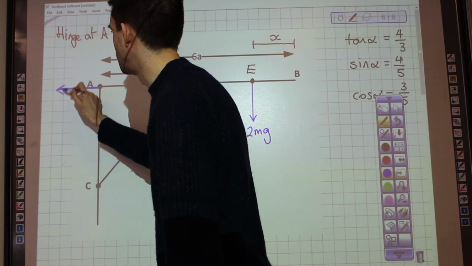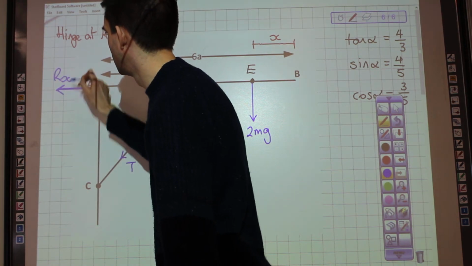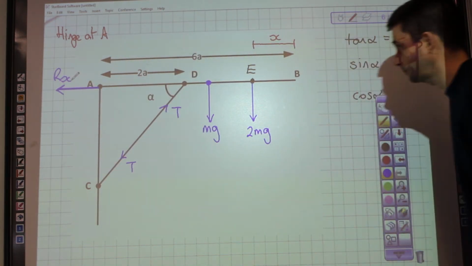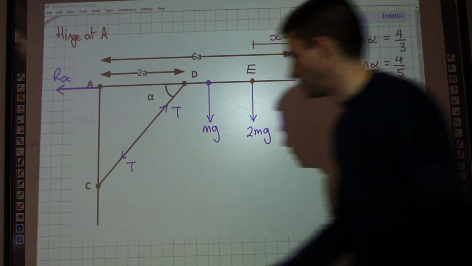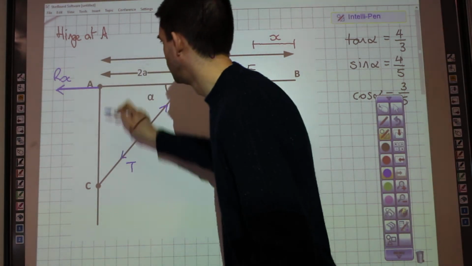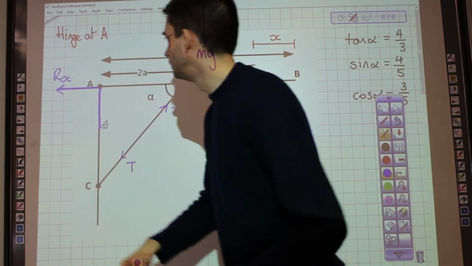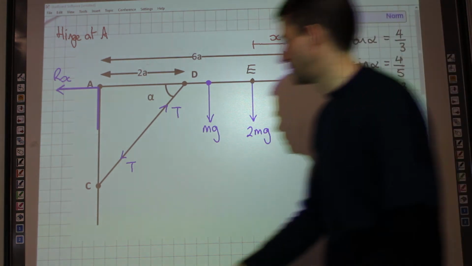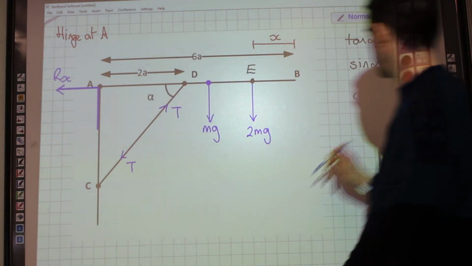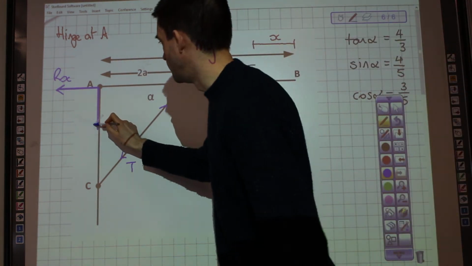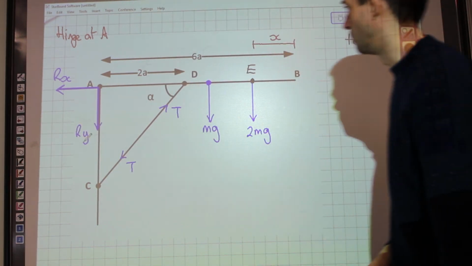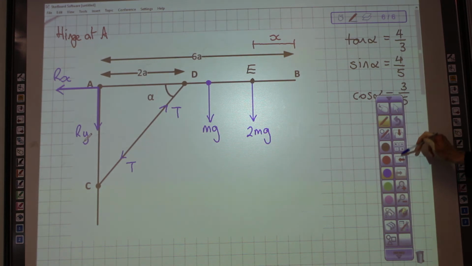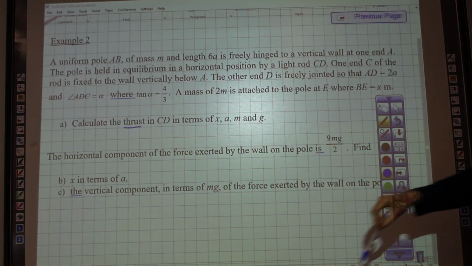That may make more sense when we actually come to resolve. And then the vertical component of that reaction is going this way. So labelling, as in the previous videos, reaction X, reaction Y. Right, check the question.